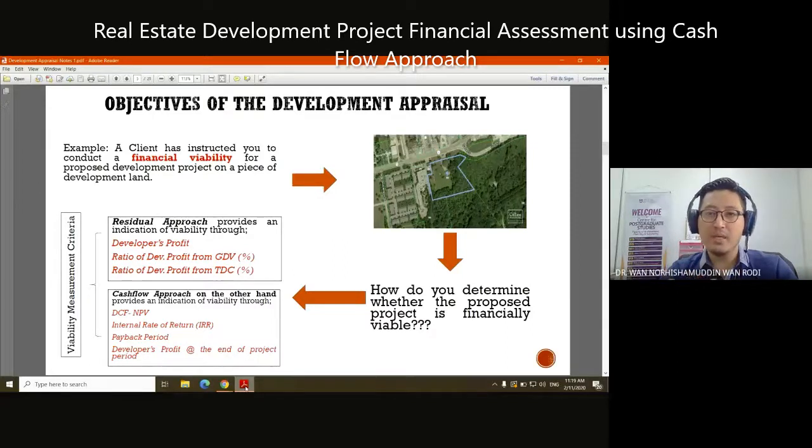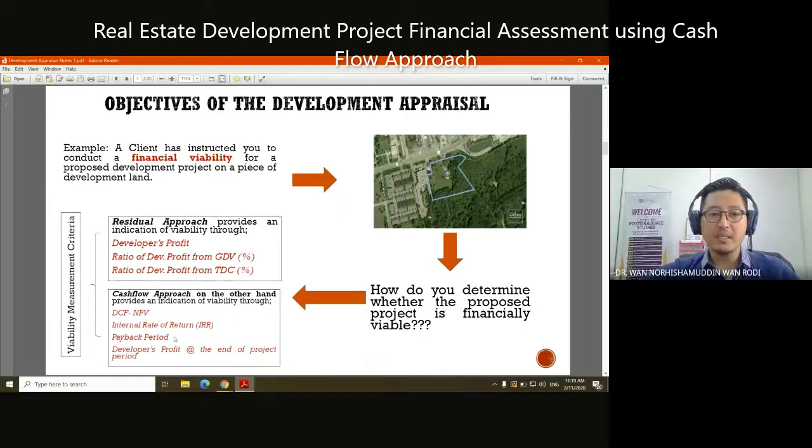So as a developer, normally they will give you a certain target rate of return, for example 20% for this particular project. So we would definitely compare with the IRR. If the IRR is larger than the target rate, then we can consider it as a viable project.